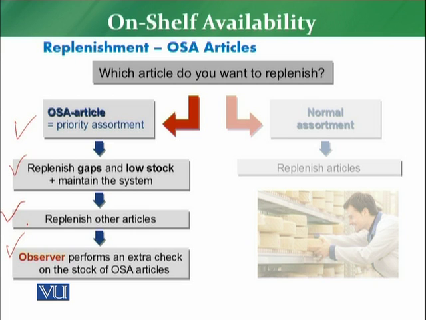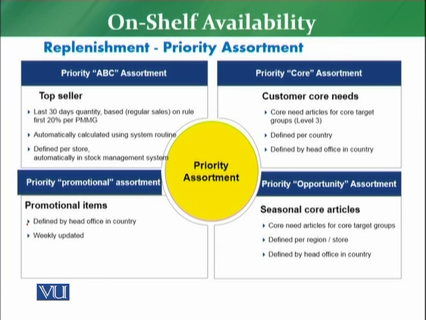But the priority assortment is the articles which are in the gap and should be filled immediately. The normal assortment is the one which is normally available on the shelf, with no gap for that particular article at that time. So, replenishing the priority assortment: priority assortment is of 4 types. Priority ABC assortment, priority core assortment, priority promotional assortment, and priority opportunity assortment.